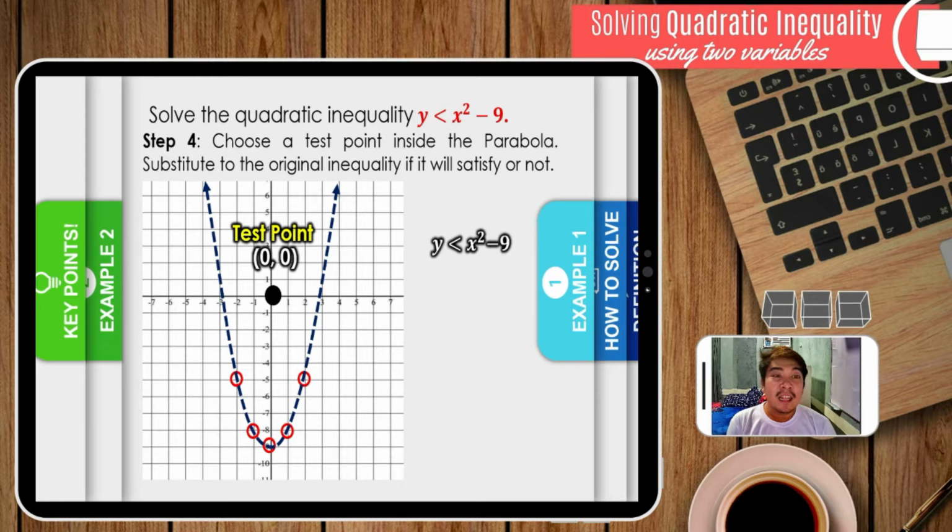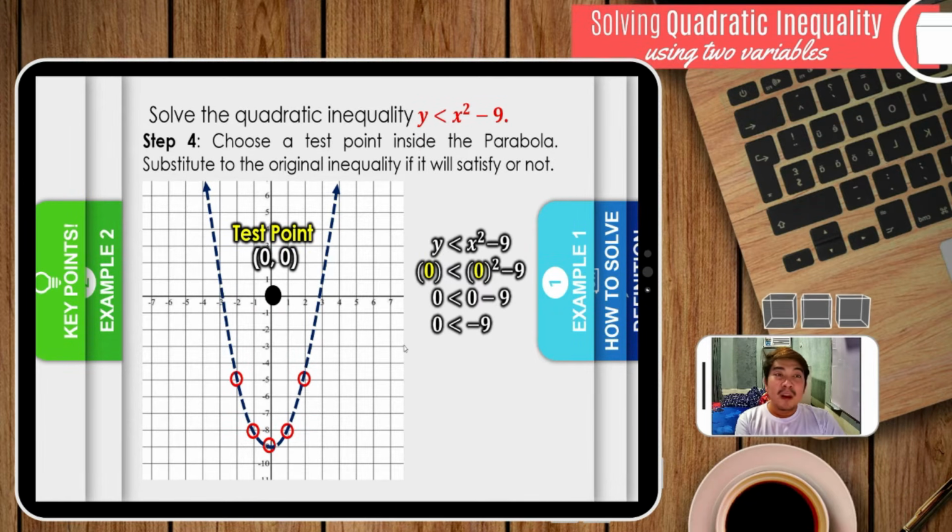Okay, so this is the original inequality, y is less than x squared minus 9. So i-replace lang natin si y, we have there 0, and then si x, 0 din yun. So we now have 0 is less than 0 squared minus 9. And if we are going to simplify, we will now obtain 0 is less than negative 9. Is this true or false? Mas maliit ba si 0 kaysa kay negative 9? The answer is false.